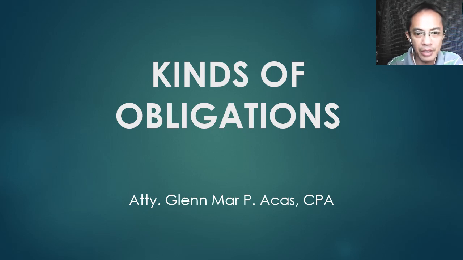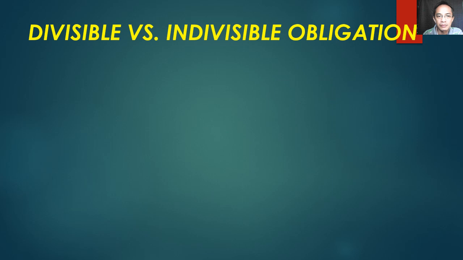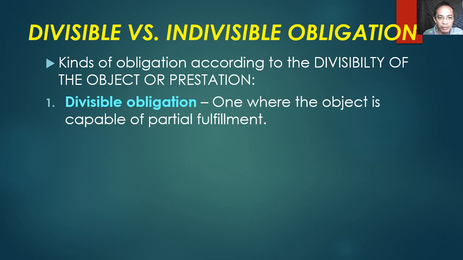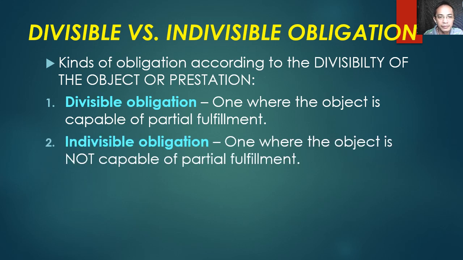We are still on the topic of kinds of obligations. This time, let us look at divisible and indivisible obligation. This type of obligation class refers to the question of whether or not the object or the prestation involved is divisible or indivisible. That's why an obligation is called divisible where the object is capable of partial fulfillment, and it is indivisible when the object is not capable of partial fulfillment.